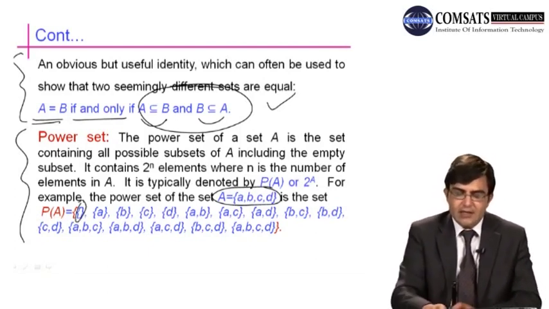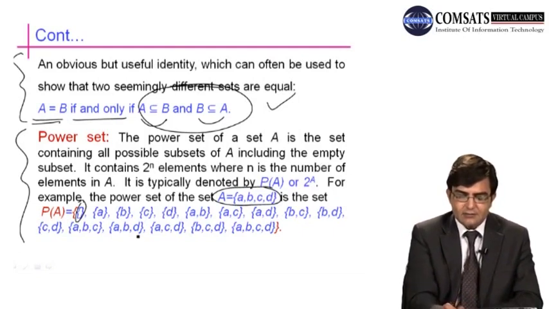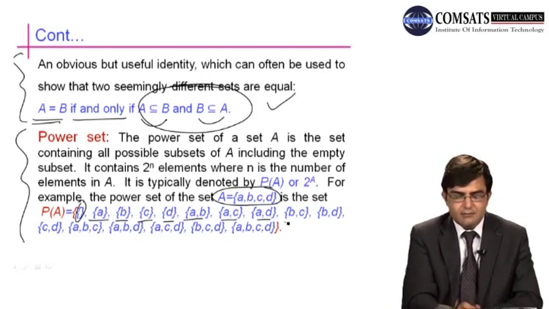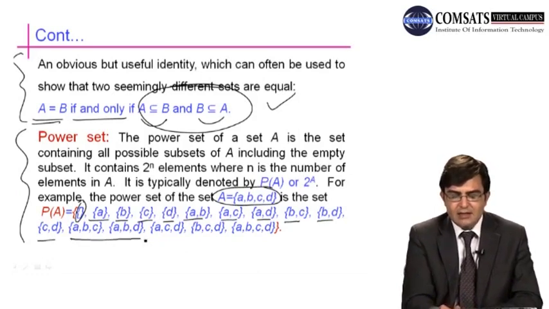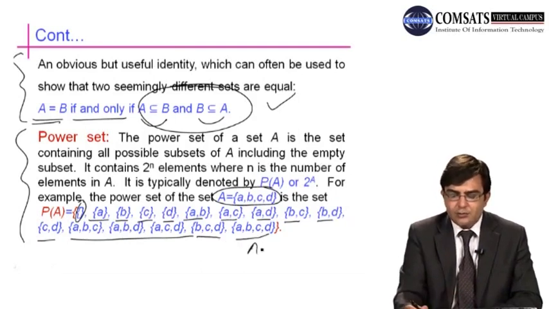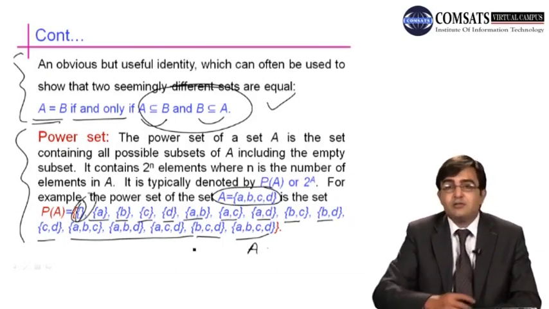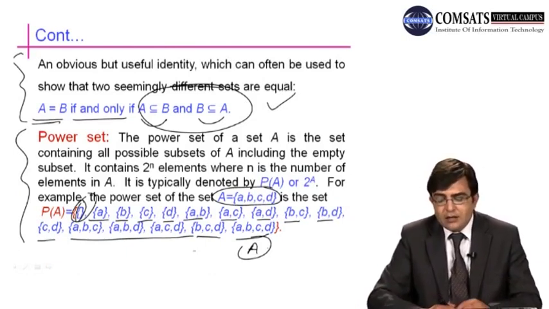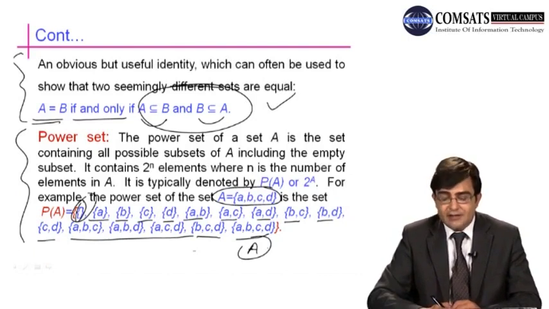Empty set, then we write each element of that set one time, singleton sets. Then we take up two elements, AB, AC, AD, and then with B, BC, BD, and C, CD, and then we take up three elements, ABC, ABD, ACD, BCD, and then the set itself A. So the power set contains the empty set and the set itself also. Other than this, we take up all the possibilities of the subsets of A.